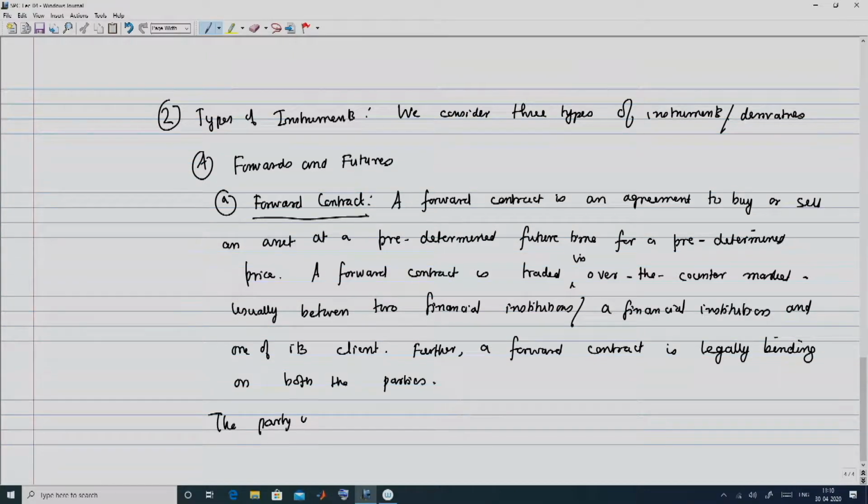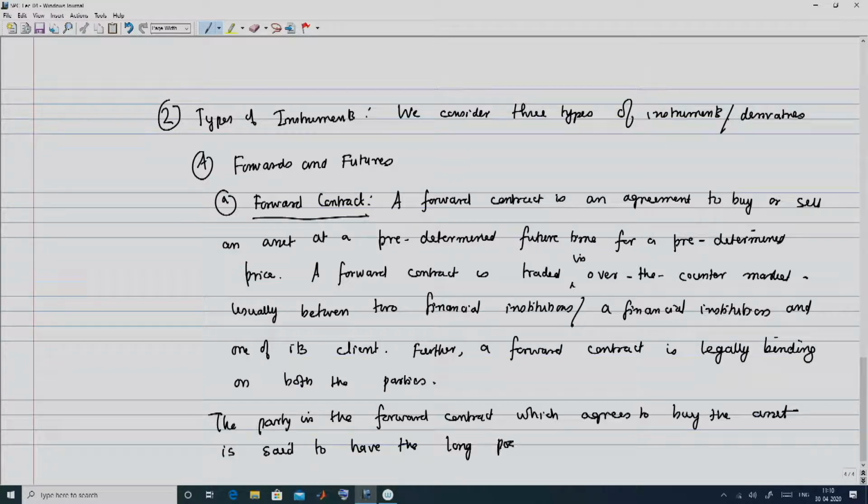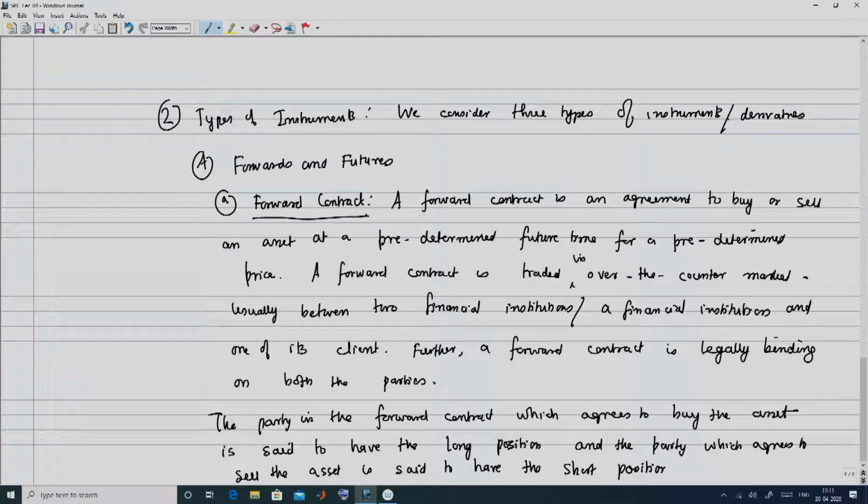So, the party in the forward contract which agrees to buy the asset is said to have the long position, and the party which agrees to sell the asset is said to have the short position.